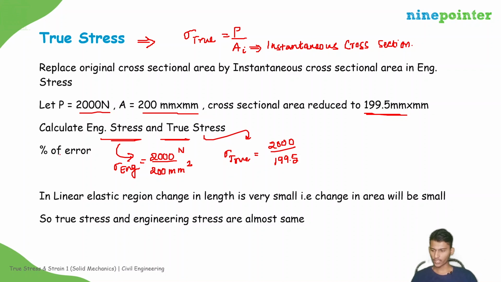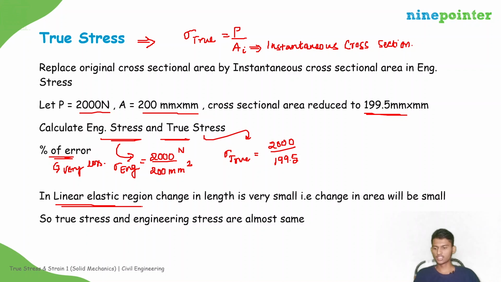So the percentage of error in this case will be very less, because the reduction in area is very less. If you take the instantaneous area, we will get the exact stress, but the change from the original cross-sectional area is very small. So the engineering stress and true stress are almost equal. That will happen in the case of the elastic region.